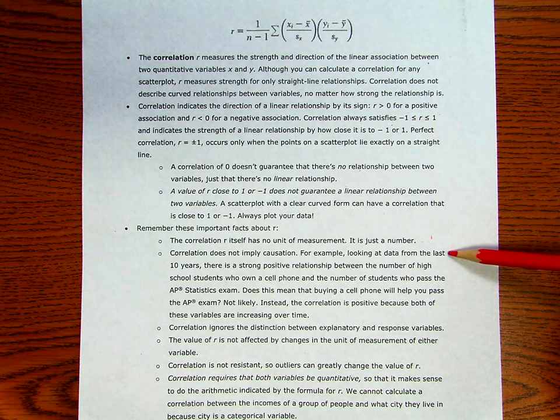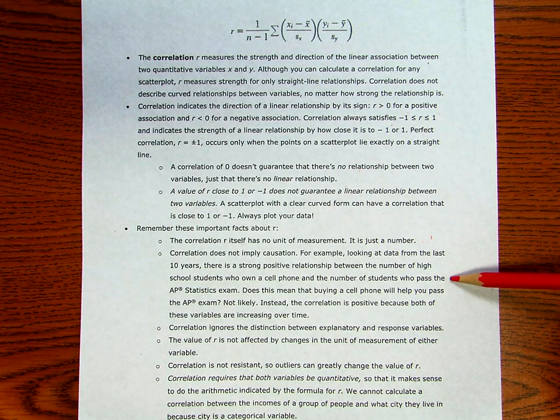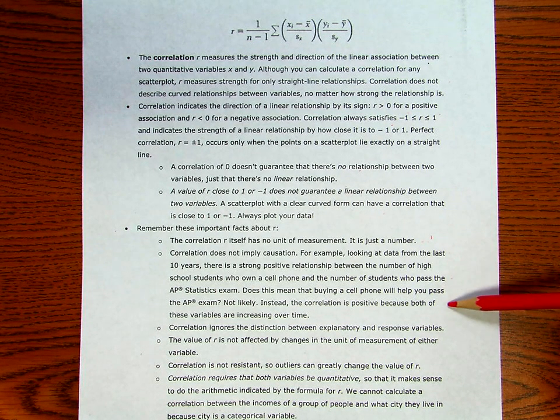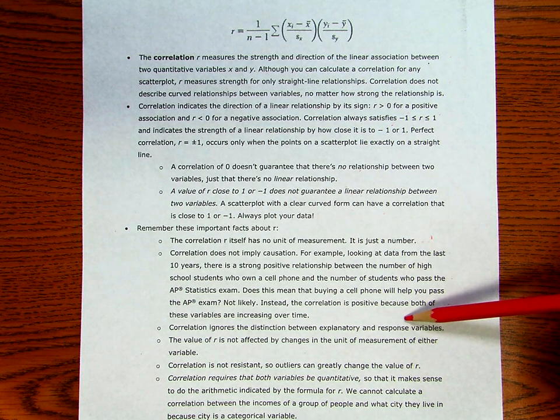For example, looking at data from the last 10 years, there is a strong positive relationship between the number of high school students who own a cell phone and the number of students who pass the AP statistics exam. Does this mean that buying a cell phone will help you pass the AP exam? Not likely. Instead, the correlation is positive because both of these variables are increasing over time.